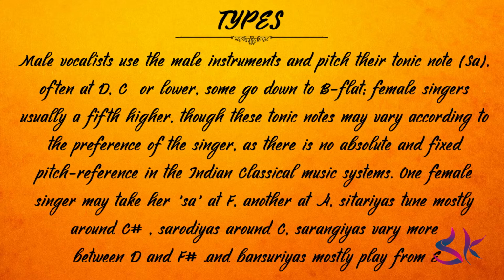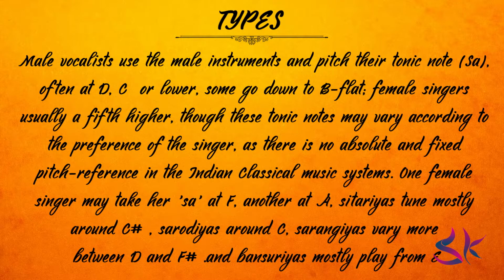Male vocalists use the male instrument and pitch their tonic note Sa, often at D or C sharp or lower. Some go down to B flat. Female singers usually sing a fifth higher, though these tonic notes may vary according to the preference of a singer, as there is no absolute and fixed pitch reference in the Indian classical music system. One female singer may take her Sa at F, another at A.